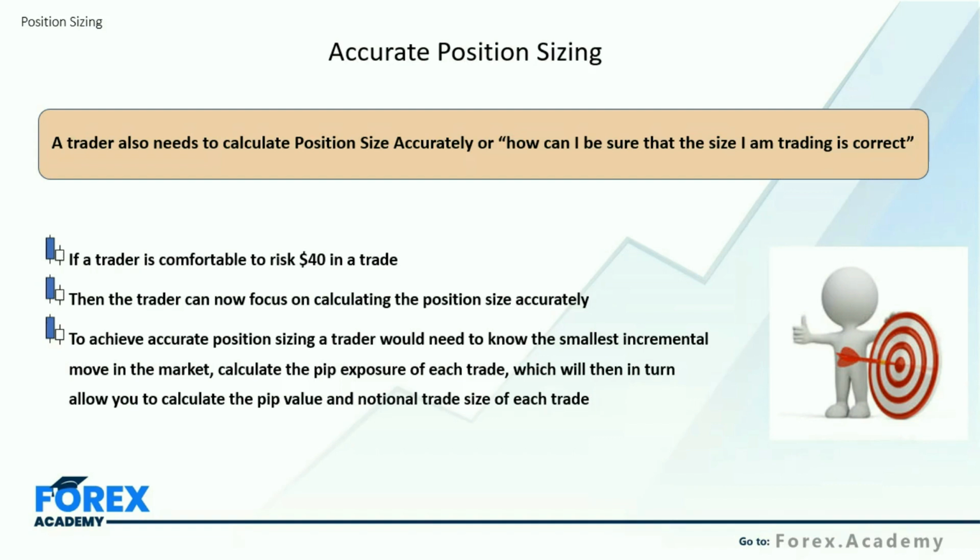The first thing is the smallest incremental move in that market. So if you understand what a pip or a tick is, then you'll know that that is the smallest incremental move in that market, and that is something very useful for you to be able to position size correctly. Also, your ability to calculate the pip exposure of each trade is very important as well. So we shall explain how to do all of these in the coming slides, which will then in turn allow you to calculate the pip value and what's called notional trade size of each trade.